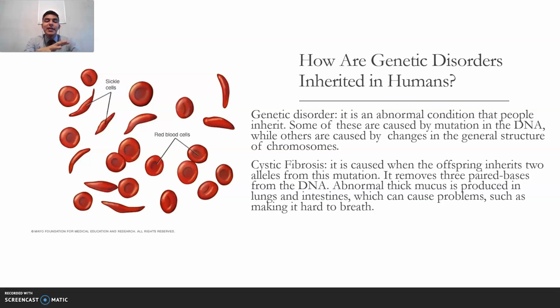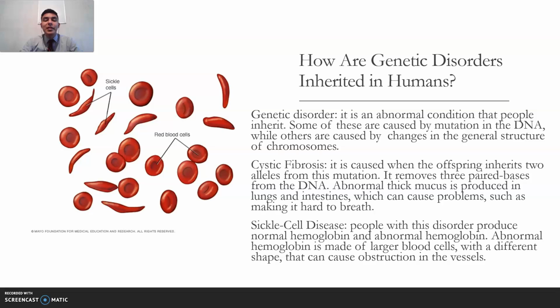So in this case, if the individual actually inherits two alleles that are going to produce cystic fibrosis, this mutation is going to cause some mucus to form in his lungs and, of course, in his intestines. So he is going to have problems that a normal person without this mutation will not have.